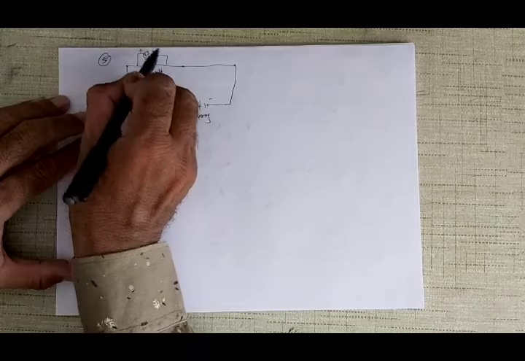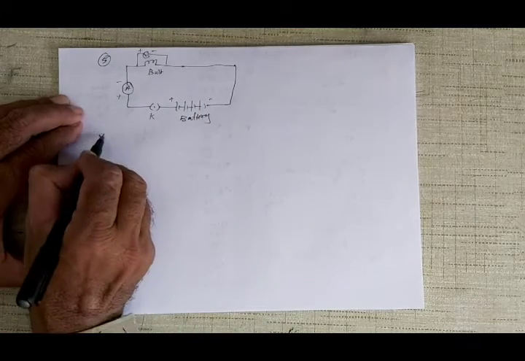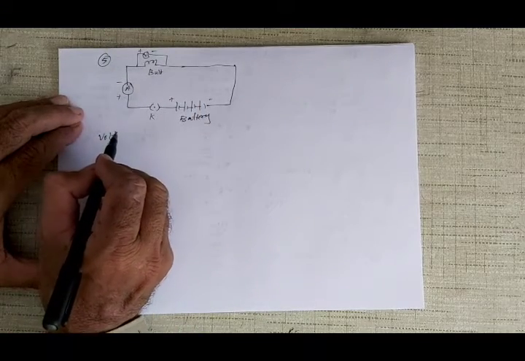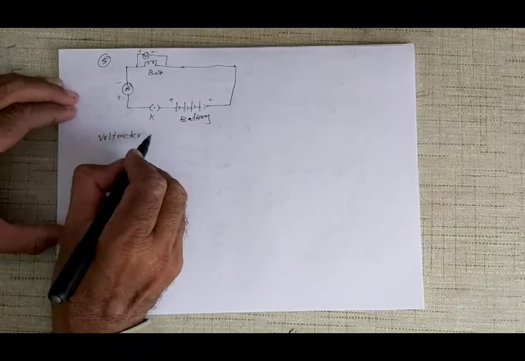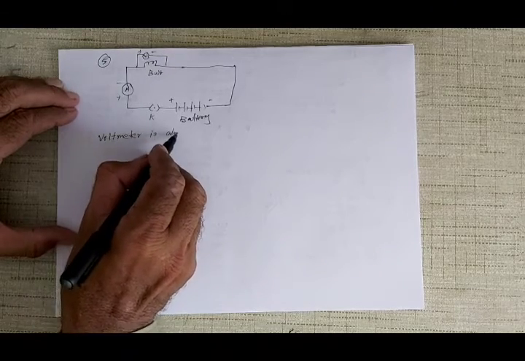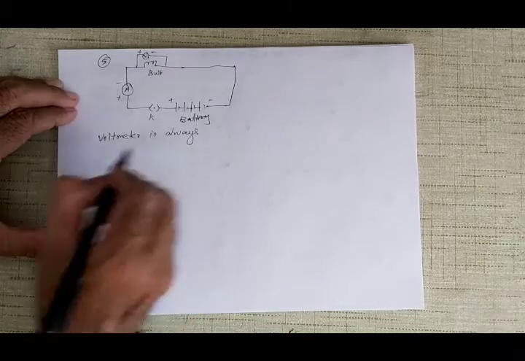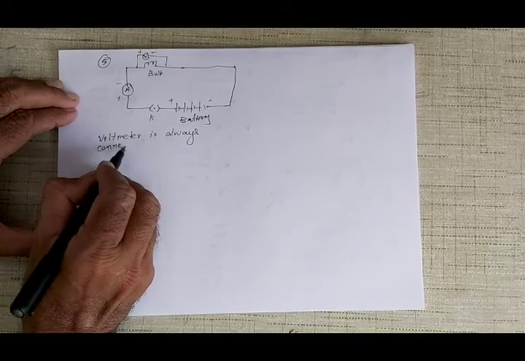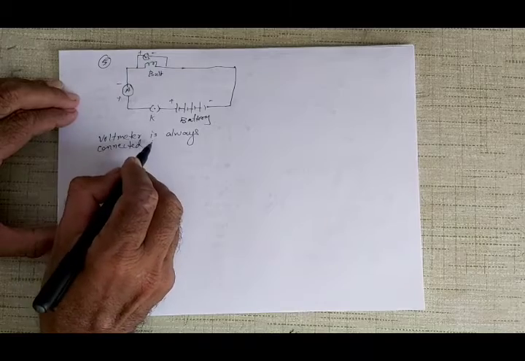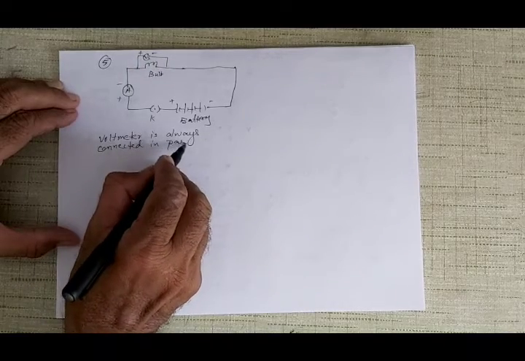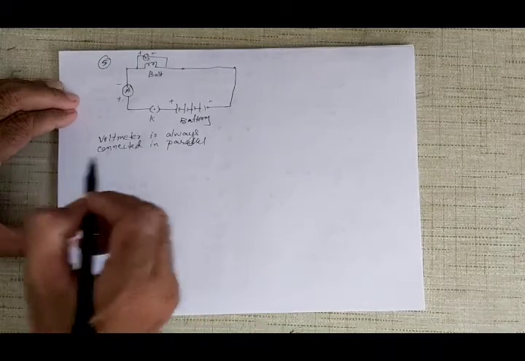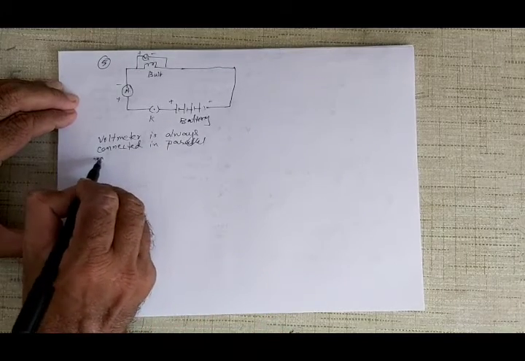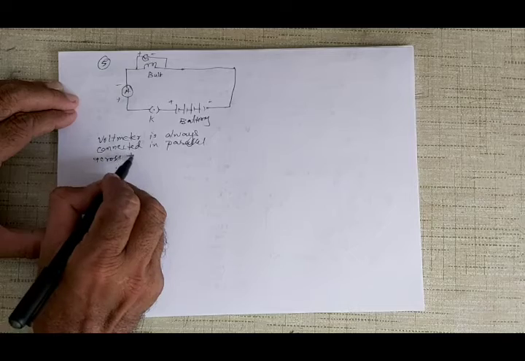So this is your voltmeter. So a voltmeter is always connected in parallel. It says, how is a voltmeter connected? A voltmeter is always connected in parallel in the circuit with the resistor, across the resistor.